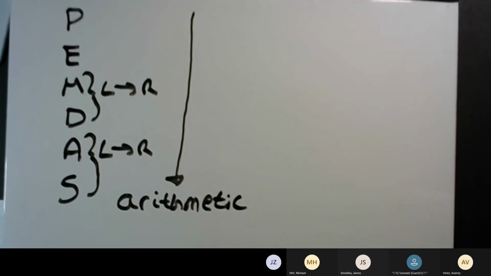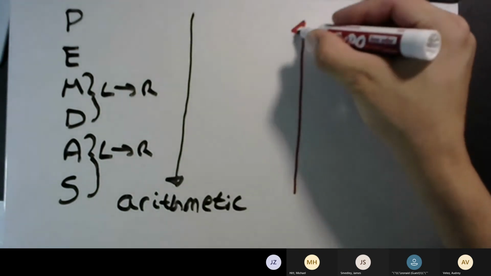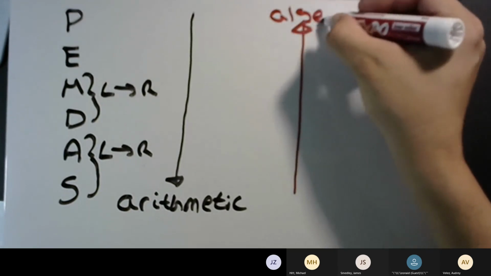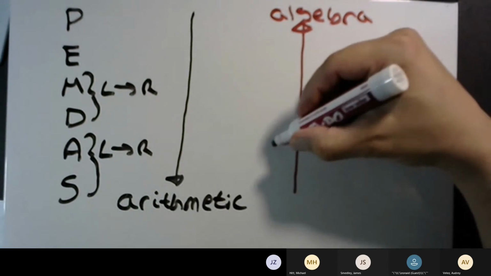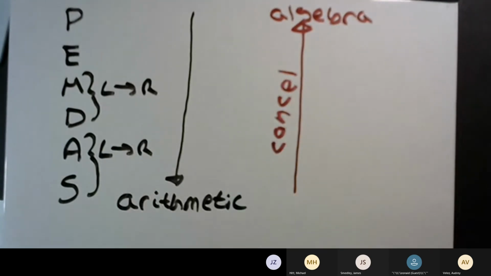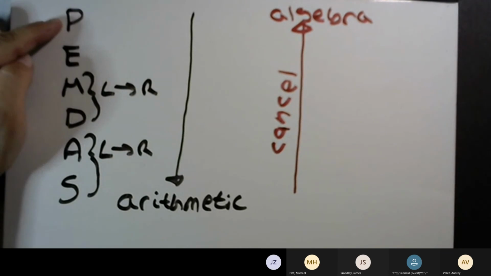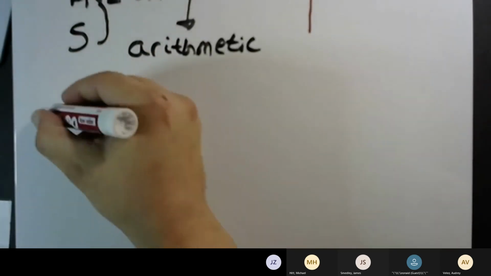For algebra, we go in the opposite direction, and we cancel as we go. So we go through PEMDAS backwards. That means for algebra, instead of doing parentheses first, which you actually can, you can distribute to get rid of parentheses, that's okay. But for algebra, this is what we're going to do.